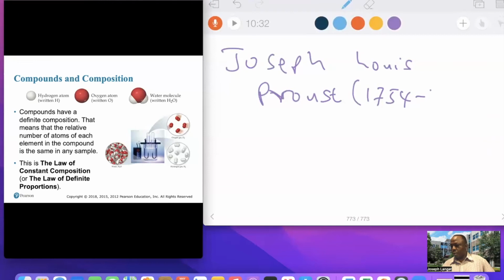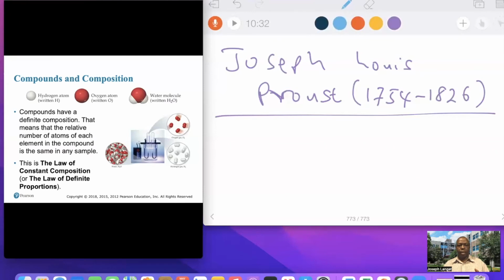Joseph Proust lived between 1754 and 1826. The years don't really matter, but you should know who is credited for this law. He was working with calcium carbonate, and every time he did the elemental analysis, he ended up with the same mass of each element in that compound, hence led to what we call the law of definite composition. Joseph Louis Proust, a French chemist, is credited for this.